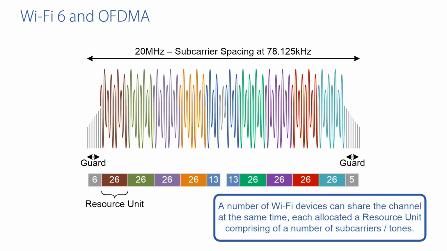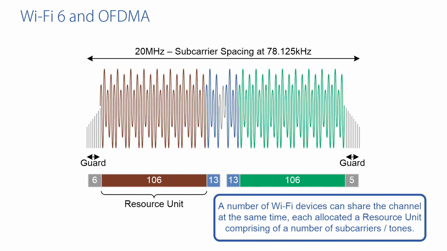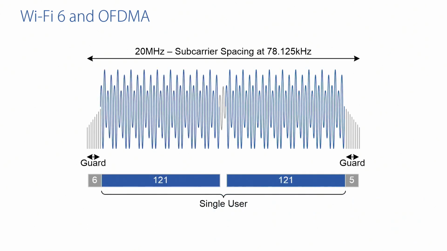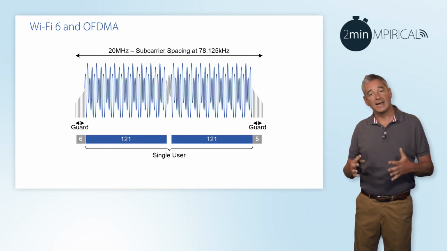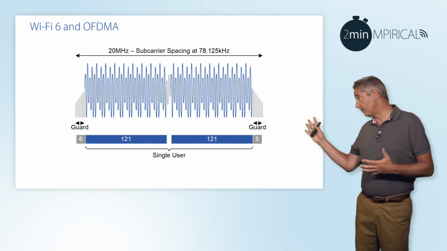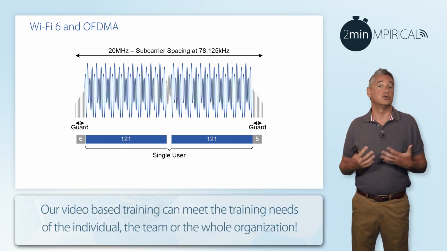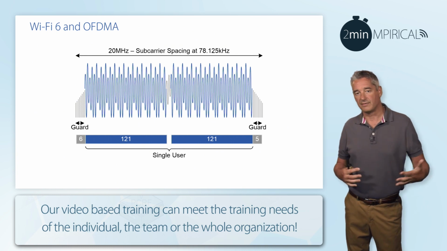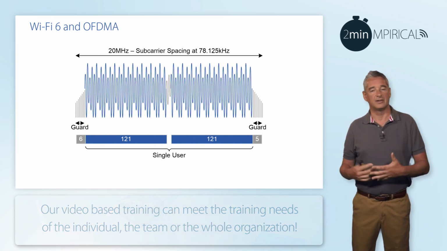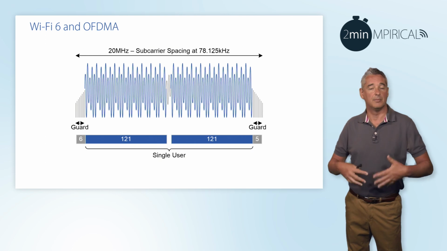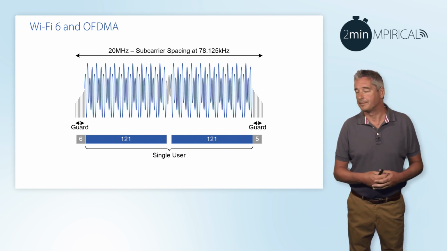Now, we're not limiting here to blocks of 26 subcarriers. We have the flexibility to offer different sizes of resource unit, increasing here to 52, moving up again to 106, and potentially still allocating to a single user all of the available subcarriers or tones. Clearly, the increasing of the number of subcarriers as forming part of our resource unit will naturally drive up the throughput or the data rates that our Wi-Fi devices can support. However, we now have the flexibility of supporting multiple devices at the same time by only allocating them the resource units that they actually require.